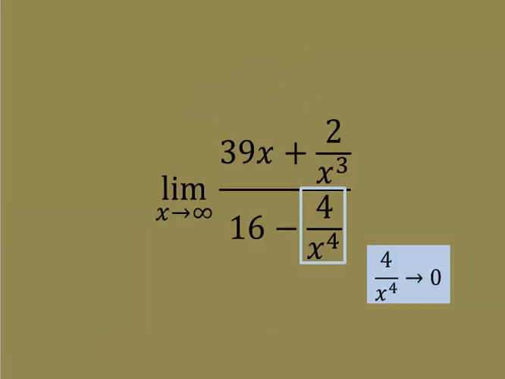For example, 4 over x to the 4th, that is going to 0. This is not that complicated if you think about it. 4, the numerator, is staying fixed. The denominator x to the 4th is getting larger and larger. So it's 4 over 100, 4 over 1,000, 4 over 1,000,000, 4 over 1,000,000,000. If you think about it, you can pretty quickly see that this theorem makes sense. Likewise, 2 over x to the 3, that is also going to 0.